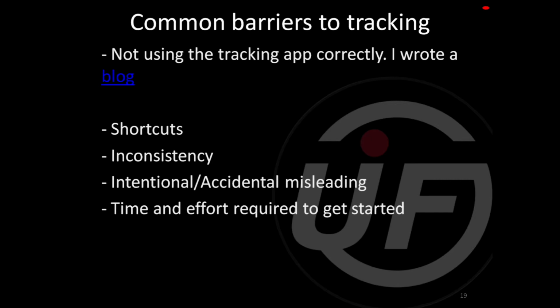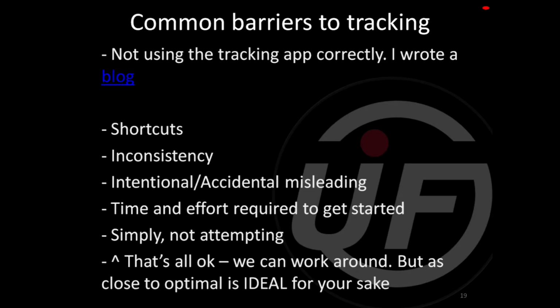Time and effort required. We talked about that earlier on the weekends. You have to put the time in when you're starting out. Simply not attempting. Some people just don't try, and I recommend everyone try tracking. If it doesn't work, it doesn't work, but at least try. And so on that note, that's okay.